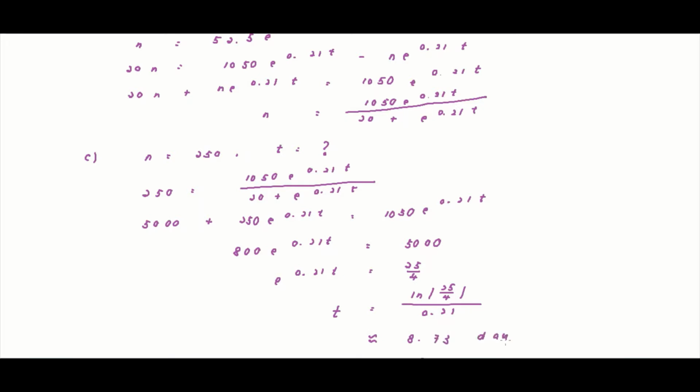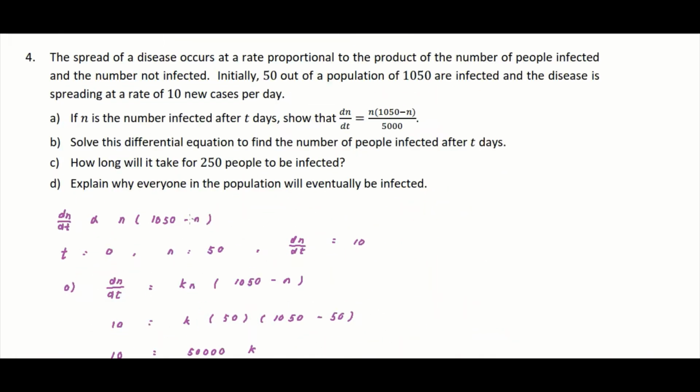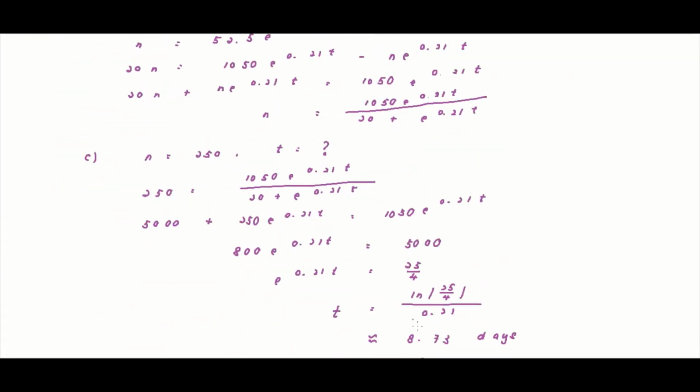Okay, so make sure that you are referring to the question, because the question is writing your N in terms of N is the number infected after T days. So that's why the T that you have obtained here should be in the unit of days. Okay, so let's try to look at D.